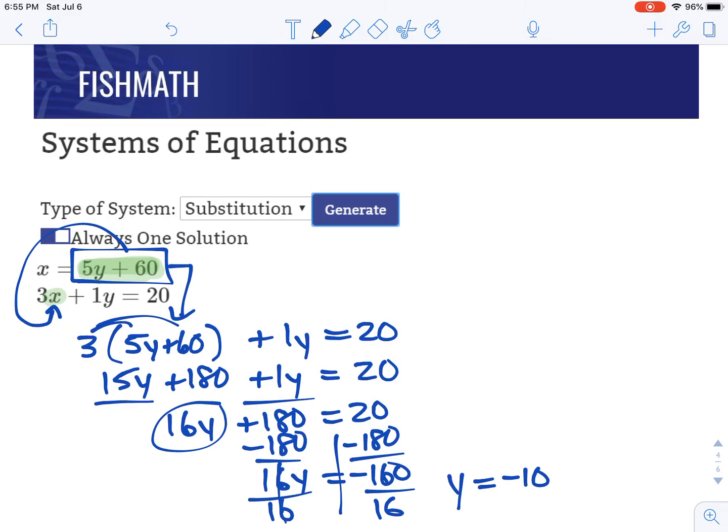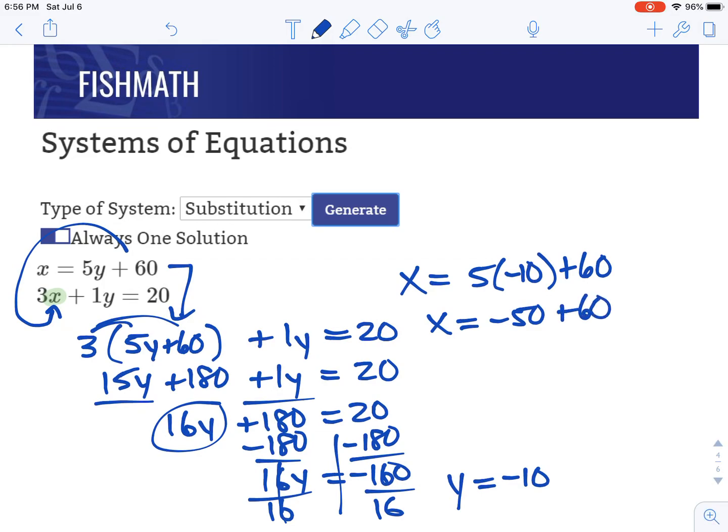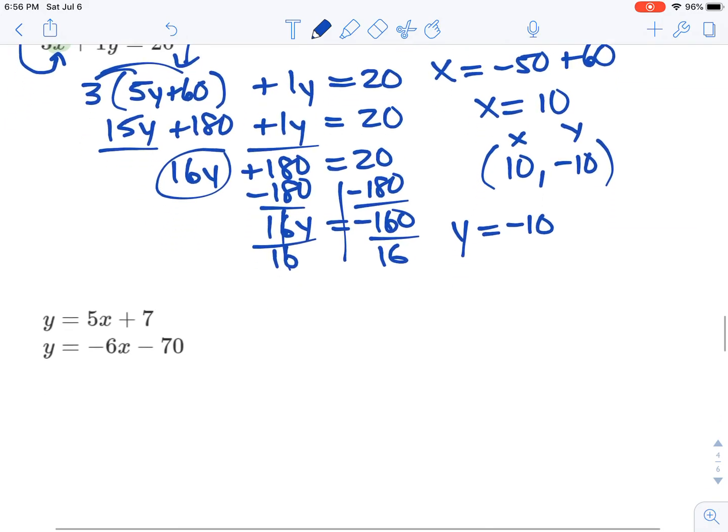Like with any other system, this is not done until we find the x that goes with the y. And we want to find the easier equation to work with. If you look at the first equation, it says x equals. That's going to be pretty easy to find x because it says x equals. So we're going to do x equals 5 times the y plus 60, I'm sorry. The y is negative 10. And now we're going to use this to find the x coordinate. So 5 times negative 10 is negative 50 plus 60. And our x is actually positive 10. So our answer is the x coordinate with the y coordinate as a coordinate point, so it's (10, negative 10).